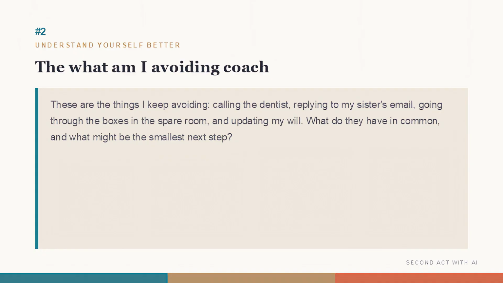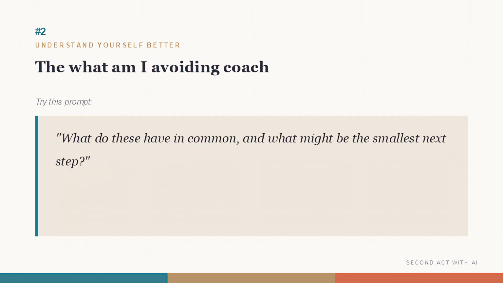List out the things you keep avoiding and then ask AI, what do these have in common? And what might be the smallest next step? It's not going to shame you. It's going to help you see what's actually going on and then give you something small enough to actually do.